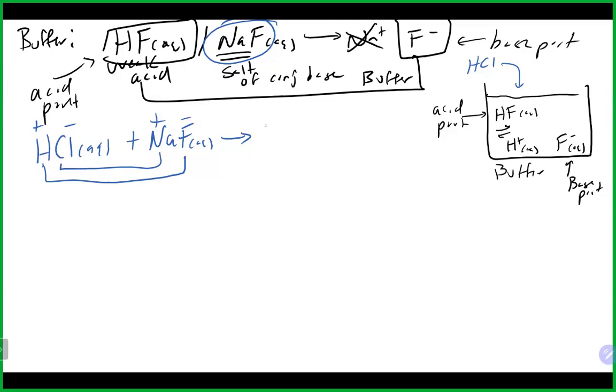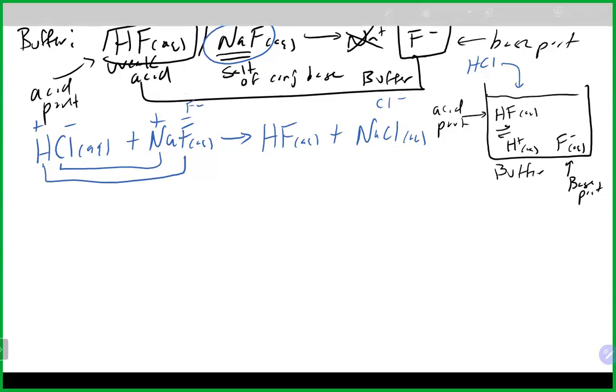That is going to create HF and NaCl in this case on our double displacement. If you left the sodium off, you would have F minus here and just Cl minus over here. So you could do that if you want to leave the sodium out of the reaction. It's okay. So this is what's going to happen when we add this to our buffer.